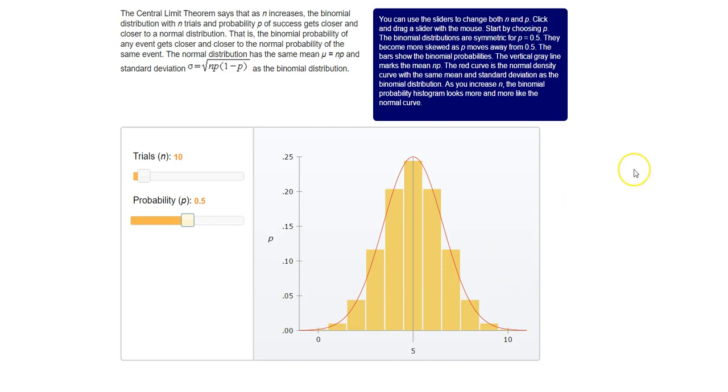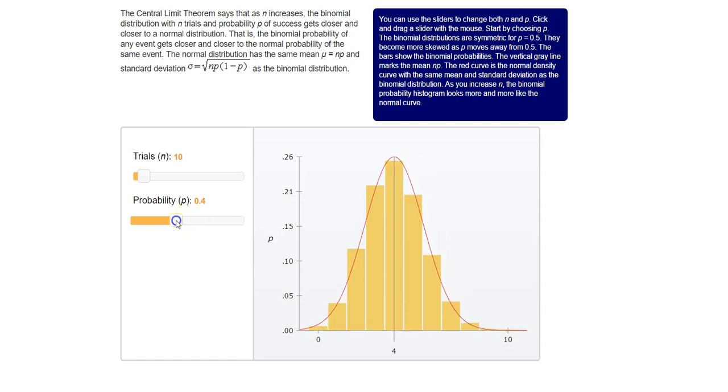First, we're going to look at an applet showing a binomial distribution in which p equals 0.5 and the number of trials n is 10. Notice that a normal model would be a fairly good approximation for this binomial distribution because of its unimodal and symmetric shape. But what if we changed the probability?